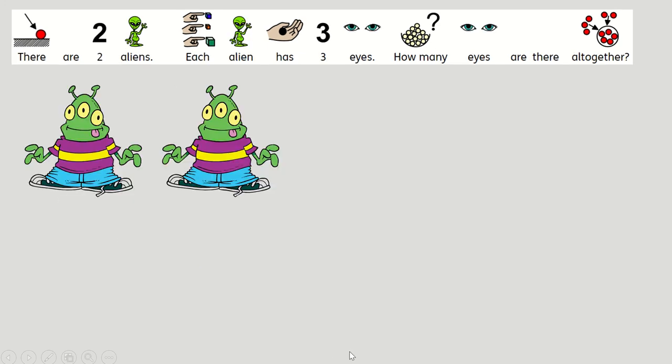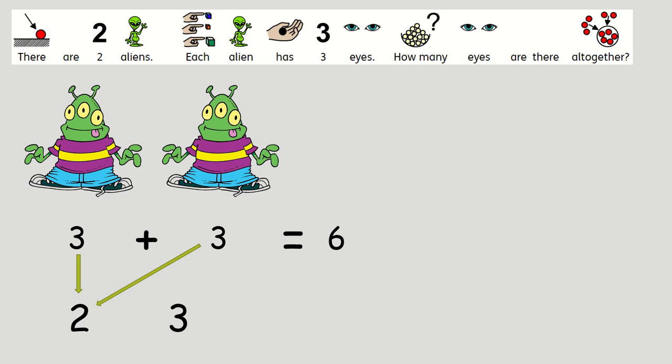Okay, we'll try another one. And this time there are two aliens, and each alien has three eyes. So how many eyes do we have in the picture altogether? So we know that each alien has three eyes. And now we'd normally say three, add three, equals six. Or we could say that we know that there are two aliens and they each have three eyes. So two times three equals six.